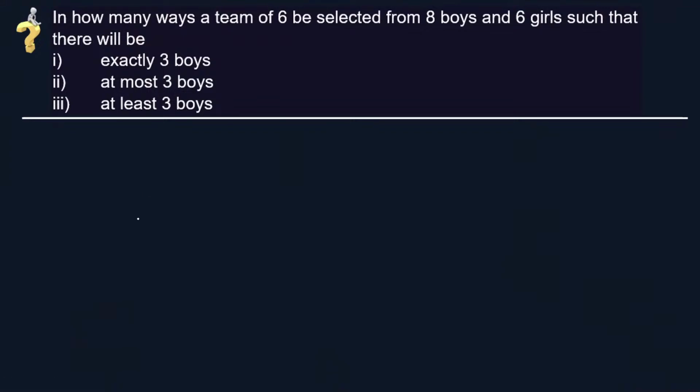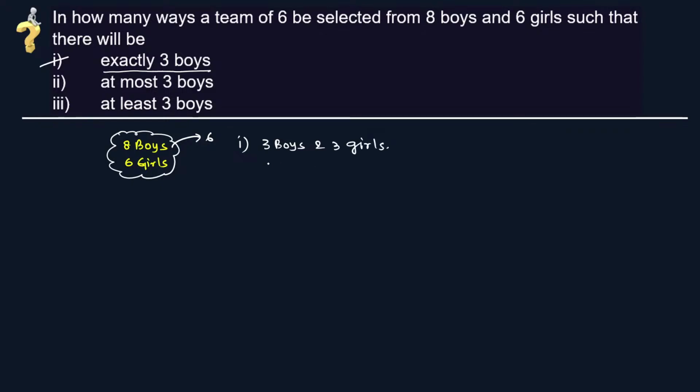In how many ways will a team of 6 be selected from 8 boys and 6 girls? So there are 8 boys and 6 girls, out of which a team of 6 is to be selected. Okay? In how many different ways can you do that? Number 1, exactly there will be 3 boys. We want 6 people. So 3 boys are already there, so I need only 3 girls. So that can be done in 8C3 into 6C3.